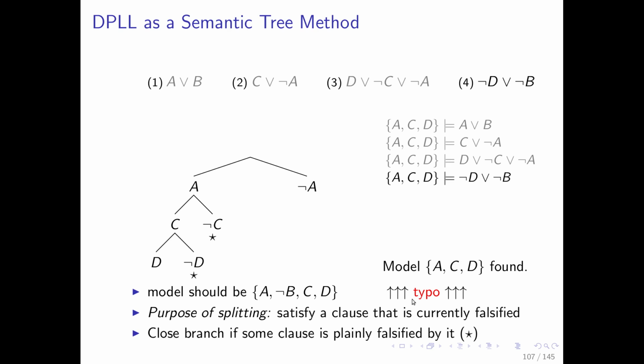Now, unfortunately, this is a typo, and I'm not able to change the slides because they're Peter's slides. This is embedded in some sort of graphic. So the set that we found is ACD, but the model is A, not B, C, D, right? Because in an interpretation, a model has to assign true or false to every atomic formula. And this is doing it implicitly by making B false. So we have to make that explicit.